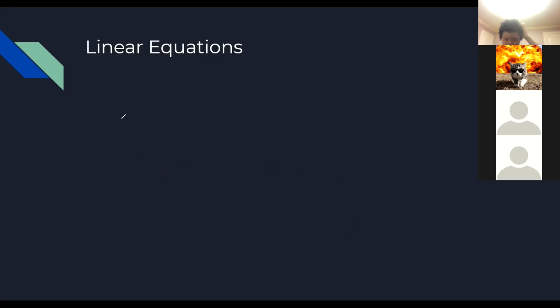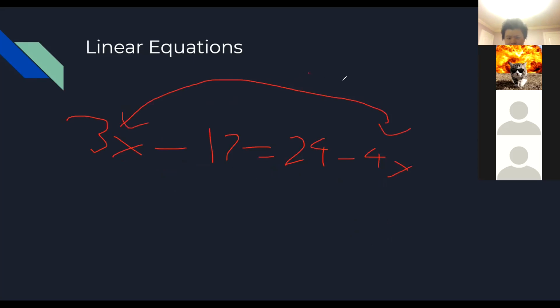Now that we have that in mind, 3x minus 17 equals 24 minus 4x. So we have x's on both sides of the equation. That isn't very good. So we need to combine the like terms by adding 4x to each side in order to get one side to have all the x's. So 7x minus 17 equals 24, and we did what we did before, and get x equals 41/7.